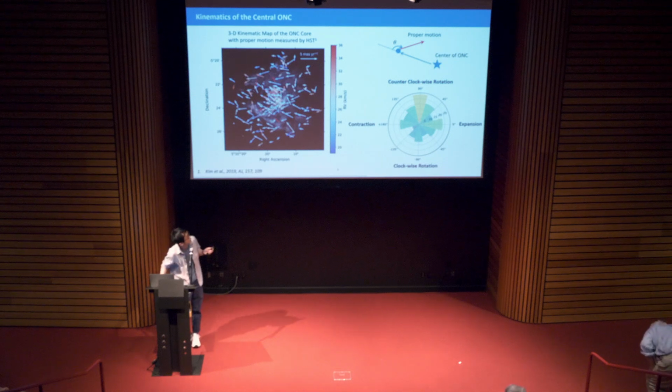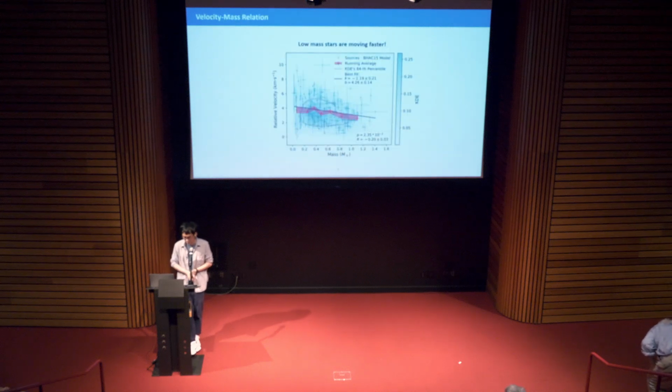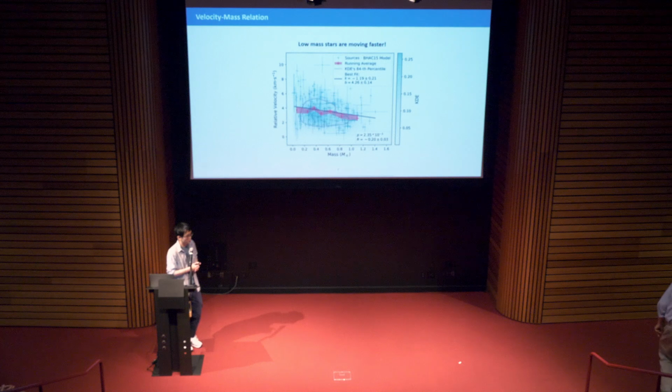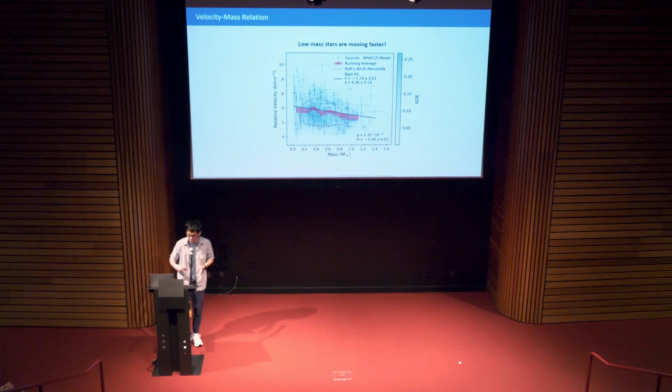With this kinematics map, we are in the right place to answer the question that I raised at the very beginning of this talk: do we observe this negative trend in the ONC? And the answer is yes. First of all, we obtained the stellar mass by interpolating the effective temperature using a few stellar evolutionary models, and here's one example from the Baraffe model.